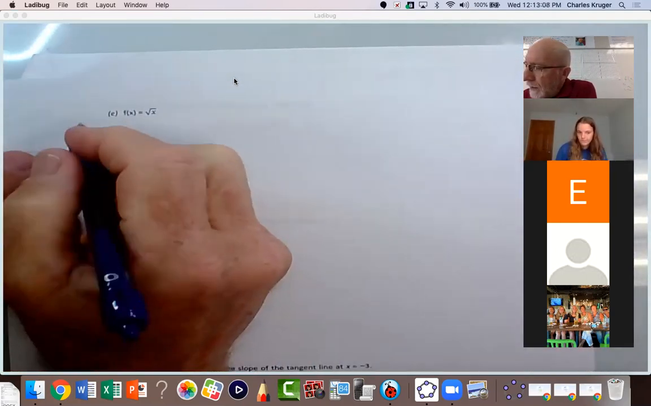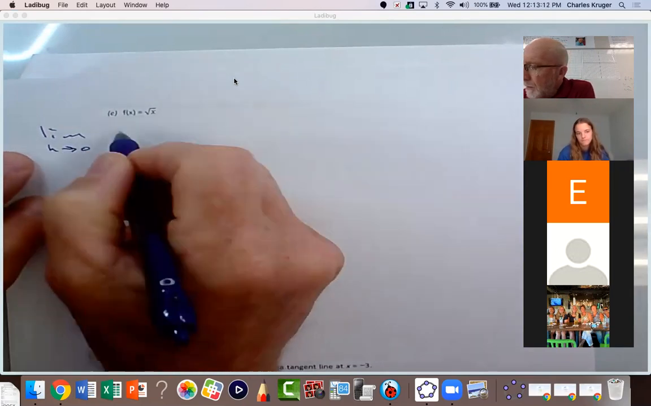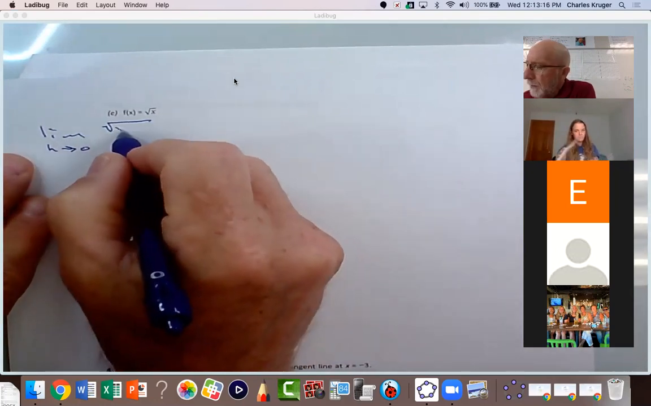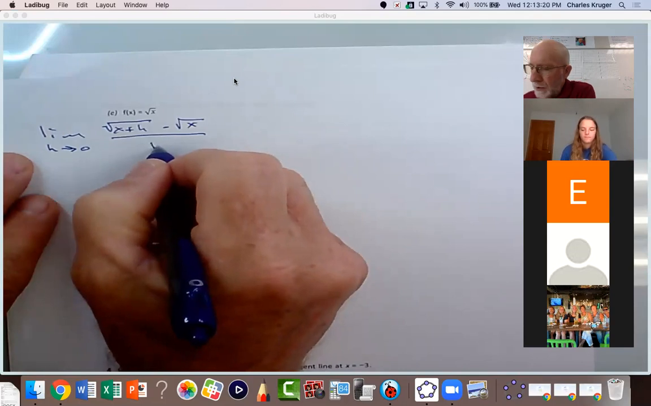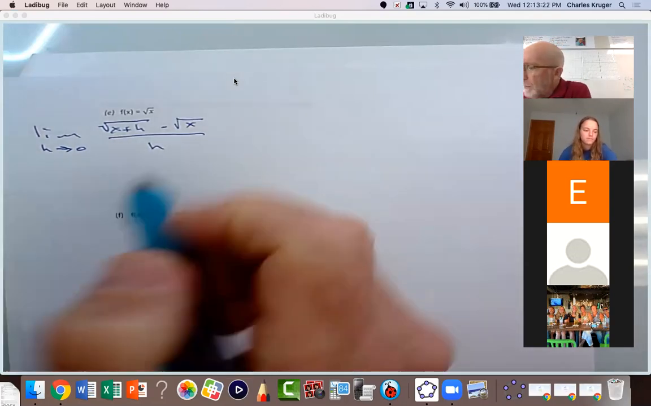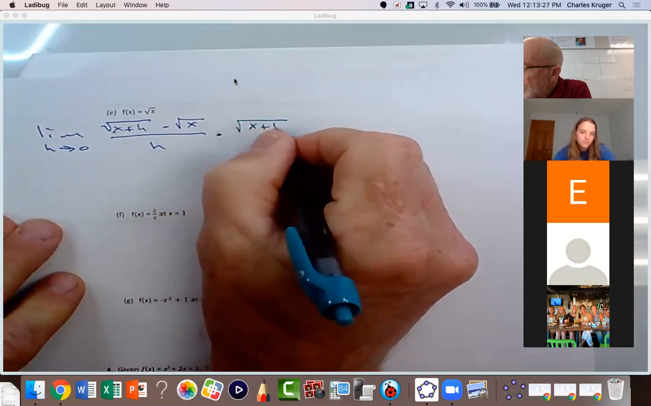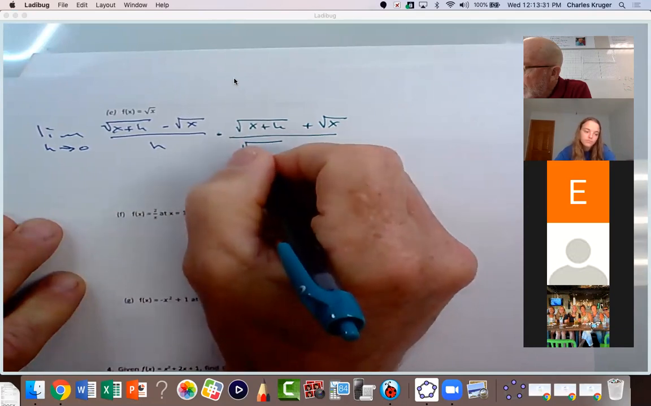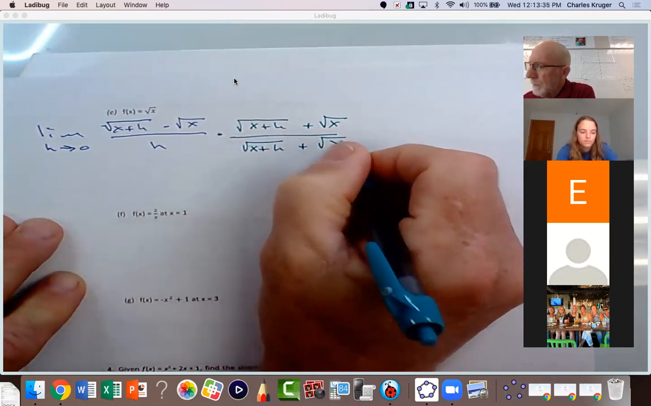I'll use h this time. So I'm going to have the limit as h goes to 0 of the square root of x plus h minus the square root of x all over h. I'm going to multiply by the conjugate. And the reason I'm multiplying by the conjugate is in the numerator, it will get rid of those square roots.